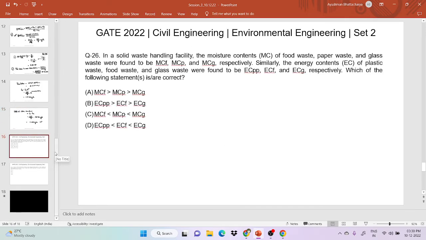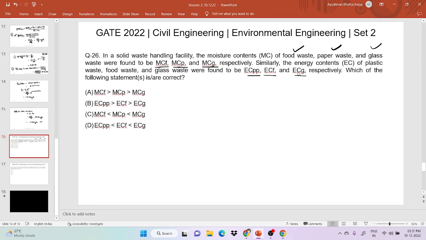Now this is a GATE 2022 question and it came in set 2. In this question they are asking, in a solid waste handling facility, the moisture content of food waste, paper waste and glass waste were found to be MCF, MCP and MCG respectively. They are denoting food, paper and glass moisture content in these terms. Similarly, the energy content of plastic waste, food waste and glass waste were found to be ECP, ECF and ECG. Which one of the following statements is correct?